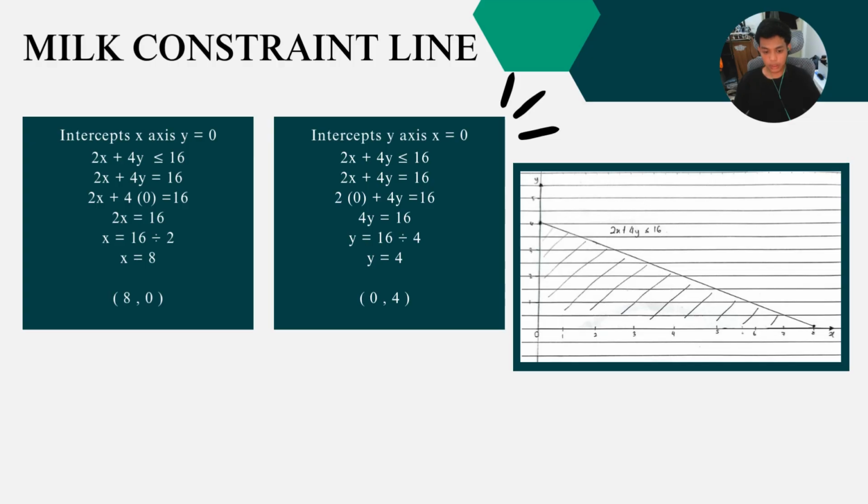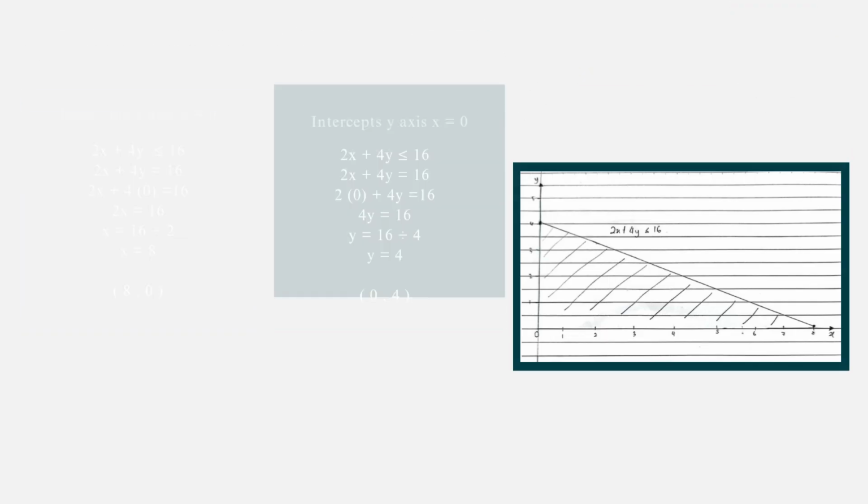That means y gets a 4. So the y-intercept is at (0, 4). Okay, moving to the graph on the right, we can see the straight line connecting the two intercepts. This line represents the boundary for the constraint 2x plus 4y is equal to or less than 16. The shaded region below the line shows all the feasible solutions, or the combinations of x and y.